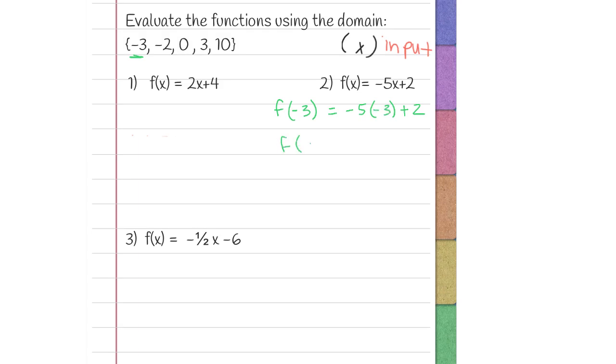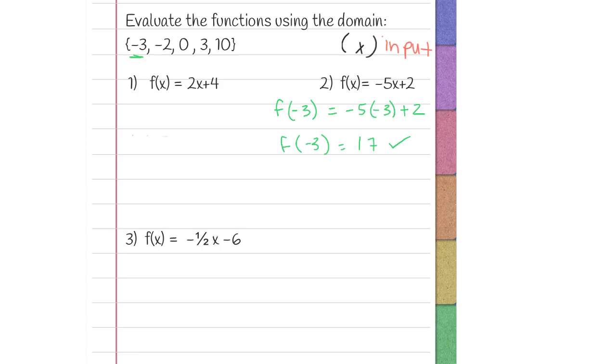So let's evaluate this. What is -5 times -3? Well, that is 15, positive 15. What is 15 plus 2? That's going to be 17. So that's it. I'm done. I put inside my input, inside the parentheses, I put my input. And I was able to get what f of -3 was.